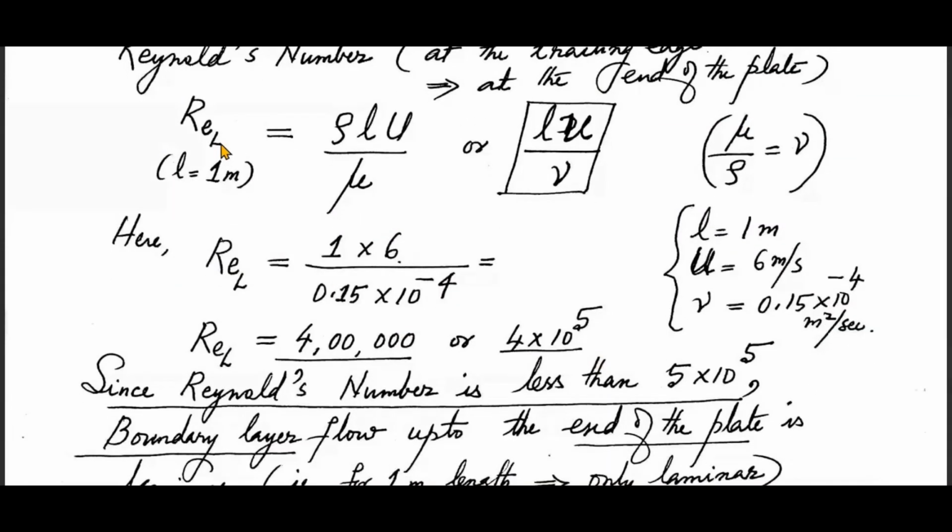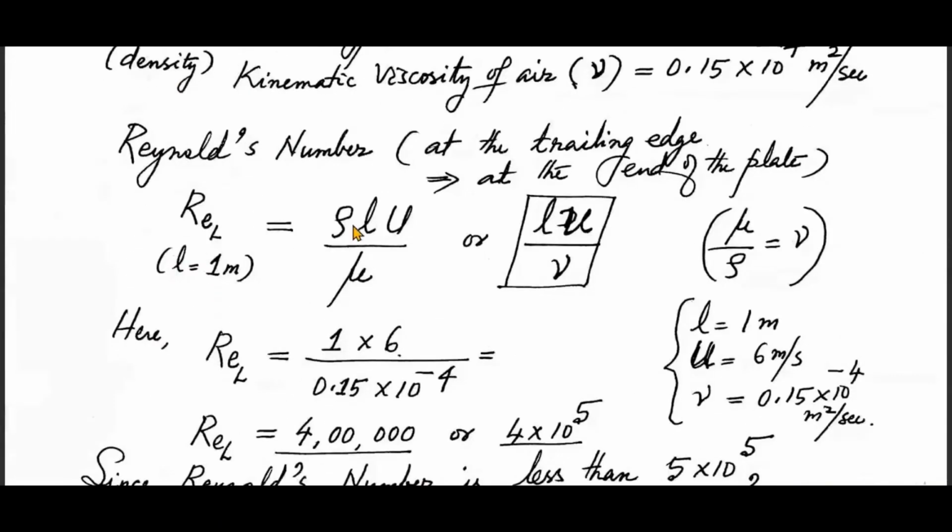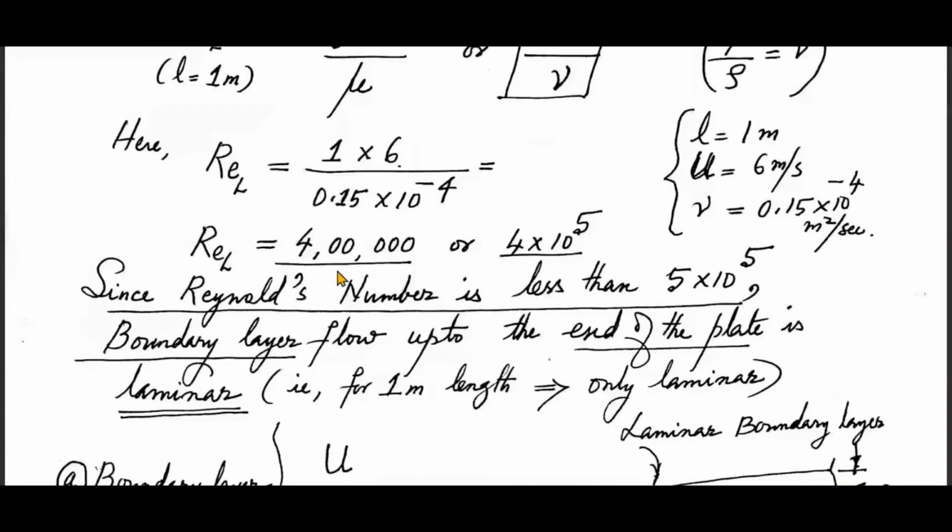See the Reynolds number at the end of the trailing edge. Consider the entire length. That is rho L U by mu in terms of dynamic viscosity; in terms of kinematic viscosity, it is L U by nu. L is 1 meter, U is 6 meter per second, and the kinematic viscosity is 0.15 into 10 raised to minus 4. After all, it is a question of substitution only. You will get exactly 4 lakhs, that is 4 into 10 raised to 5. Since the Reynolds number is less than 5 lakhs, the boundary layer up to the end of the plate, for the entire length of the plate, is only laminar.